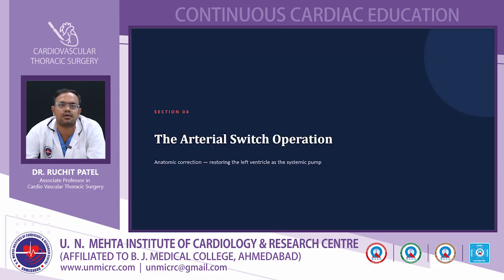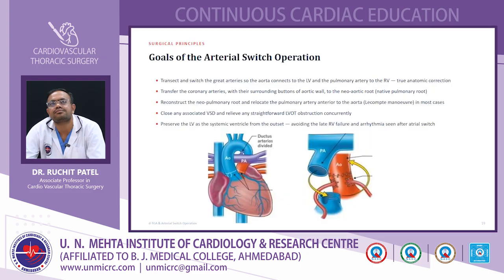In this operation, we look for anatomical correction, the arterial switch operation, which restores the left ventricle to the systemic circulation. The goal of the operation is to transect and switch both great vessels, so the LV is connected to the aorta and the right ventricle to the pulmonary artery, to provide the true anatomical correction. Then the coronary artery buttons are harvested and implanted into the neo-aortic root, at the original native pulmonary artery root. Then reconstruct the neo-pulmonary root with pericardium, and if needed, relocate the pulmonary artery anterior to the aorta. That is the Lecompte maneuver.